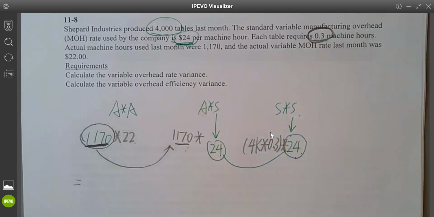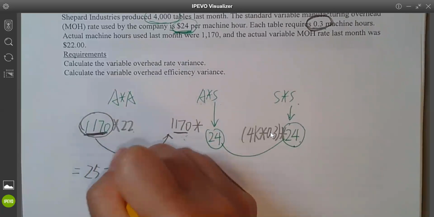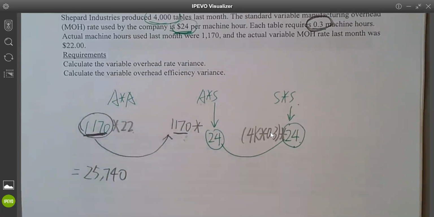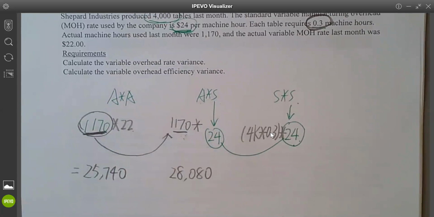Okay, I need a calculator. Give me 1 second. Okay, so it's 1,170 times 22. I got 25,740. Okay, I got this one. And then 1,170 times 24, I got 28,080.